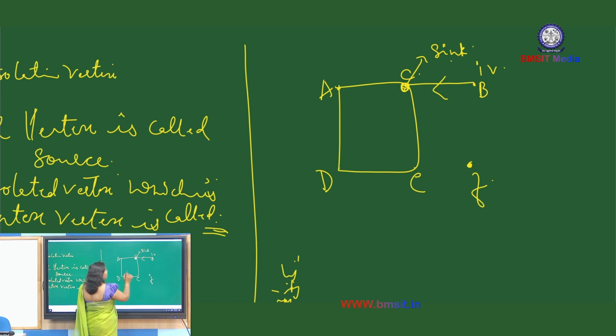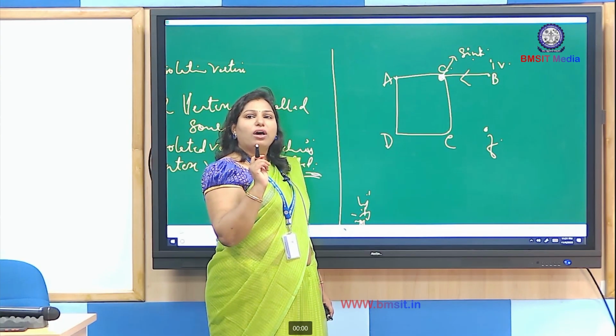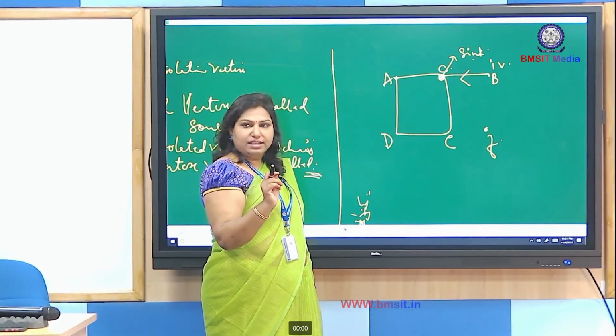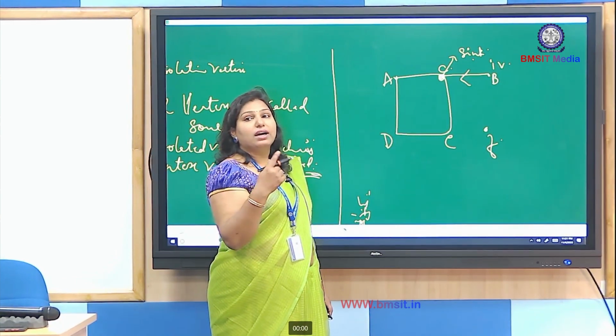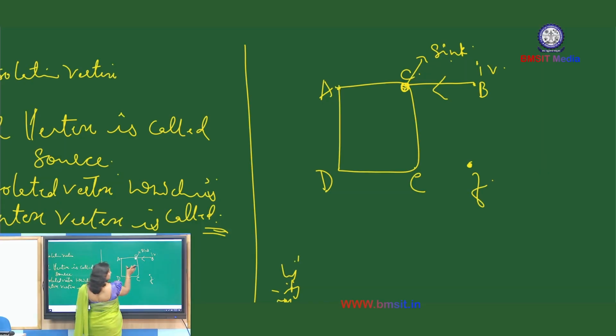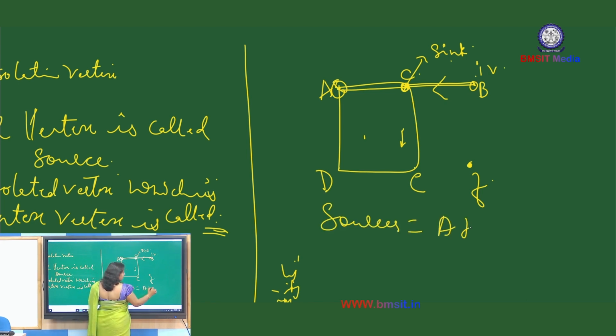In the same way, a source means a non-isolated vertex which is not a terminal vertex. So in this graph, if I consider A, then A to B will be your source. So sources can be A to B because it is not any terminal vertex. The same way, the sink can be the point C.